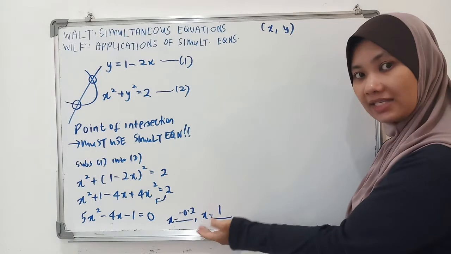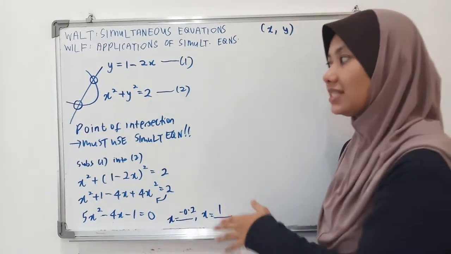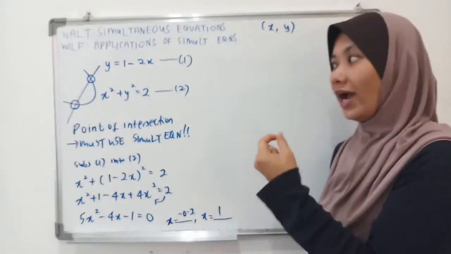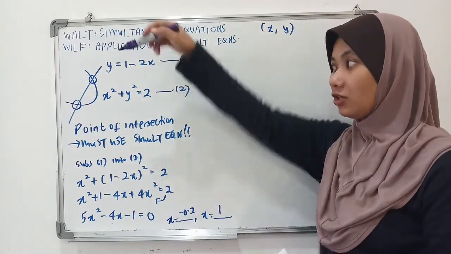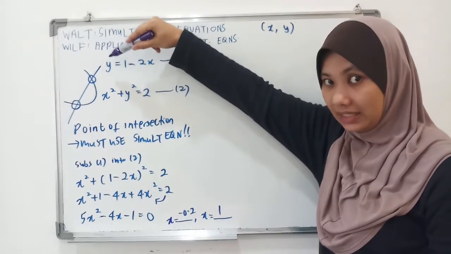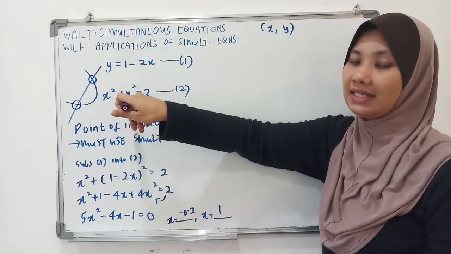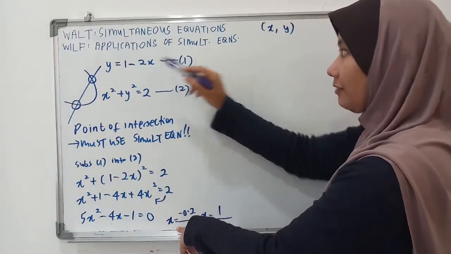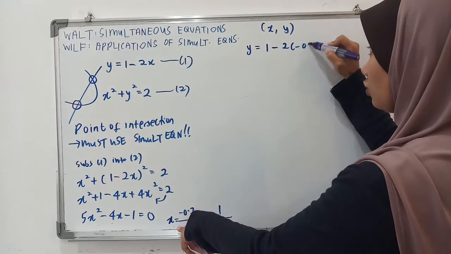So we are done with the x. How do we get the y? Substitute the first x into that equation. Or you can substitute into the second equation, it doesn't matter, you can still get the same answer. But why do I substitute into the first equation? Because it's easier for me to calculate y, as y is already the subject of the equation. But if you are hardworking, you can substitute into the other one. It's the same method. So you substitute x into there, and you will get y equals 1 minus 2 times negative 0.2.